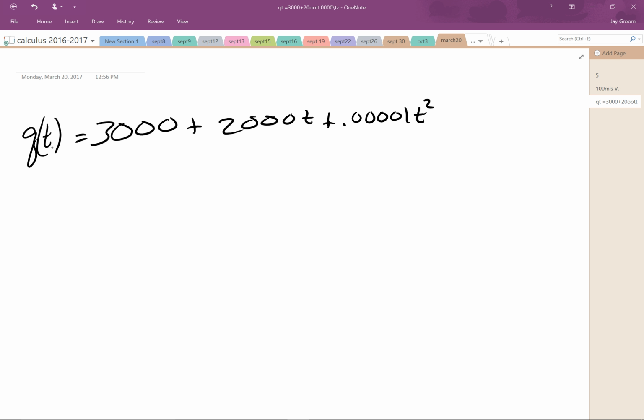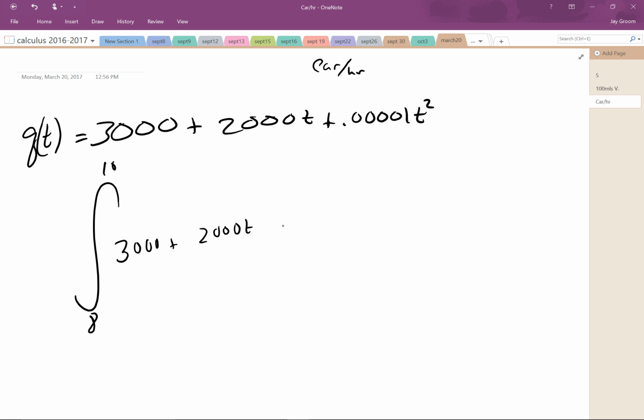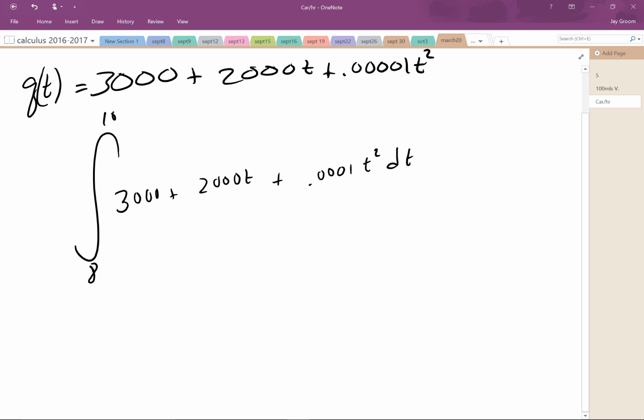I don't know. But this is what? It's cars per hour. That's the rate, yes? So it wants to know how many cars go by between 8 and 10. Why would 0 and 2 be different, or would 0 and 2 be different? I don't know. We'll find out in a minute. It's a good question. Let's find out.